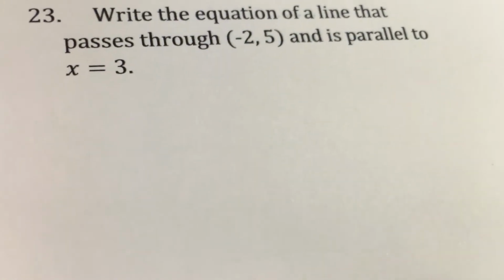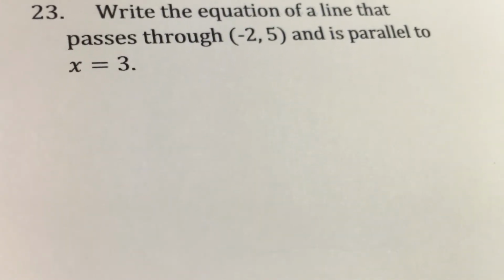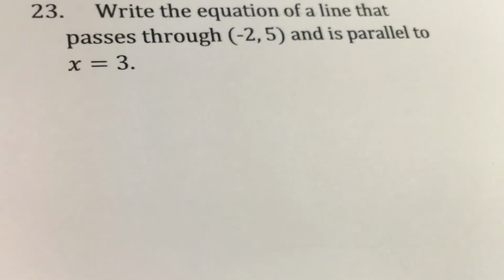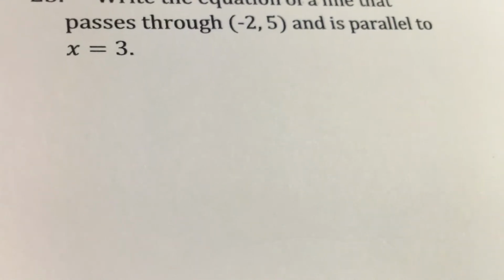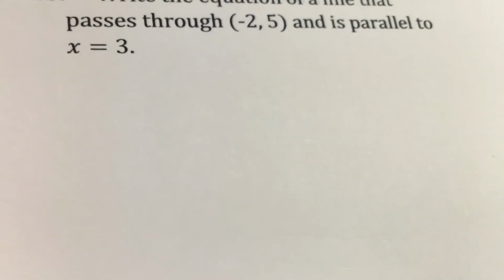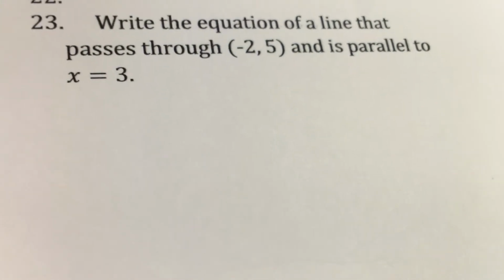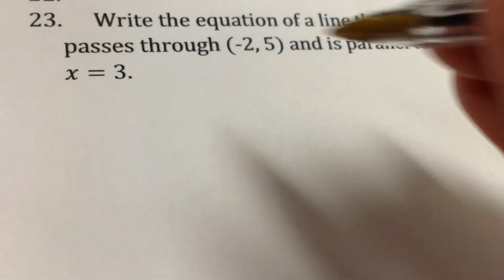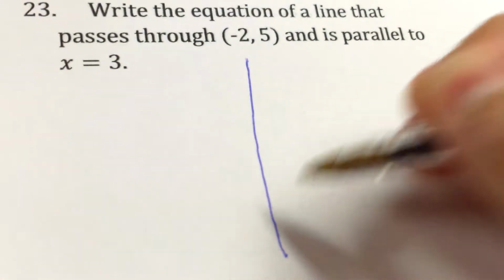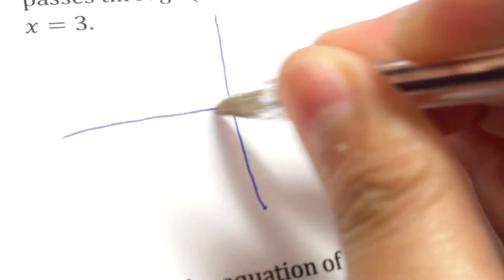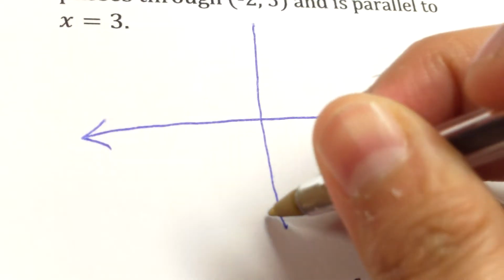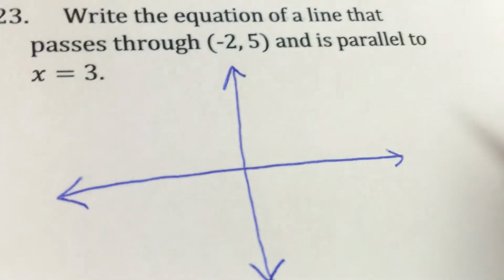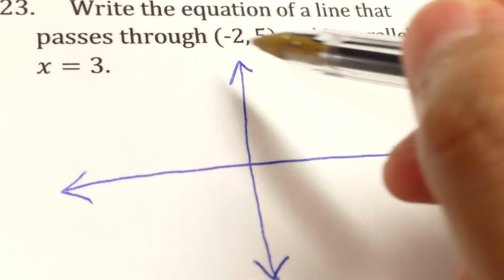Write the equation of a line that passes through that point, and this time it's parallel to x equals 3. Once again, x equals 3. That's one variable. It doesn't have like a y and an x. It's just x by itself. So that's either going to be horizontal or vertical. So let's go ahead and do our coordinate grid. Sorry, that one came out crooked. It's okay. Doesn't have to be super perfect.